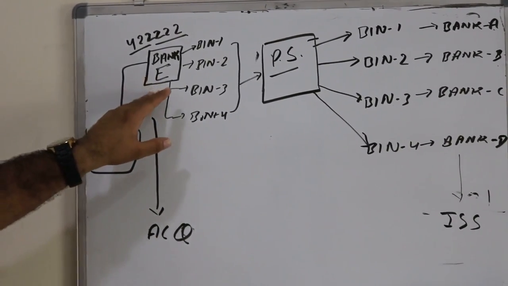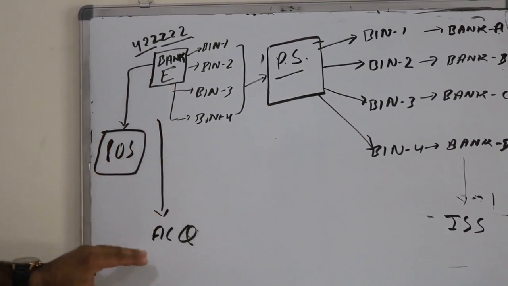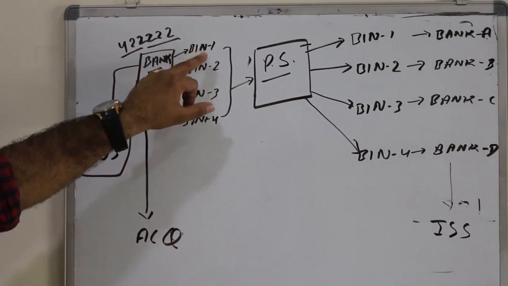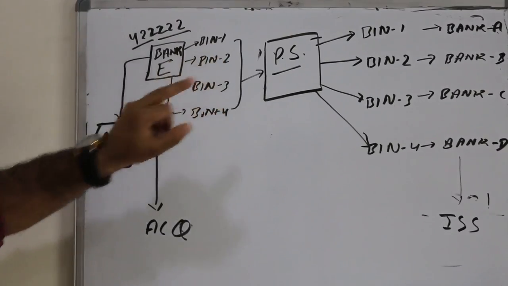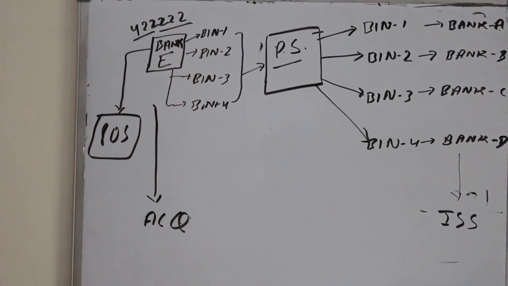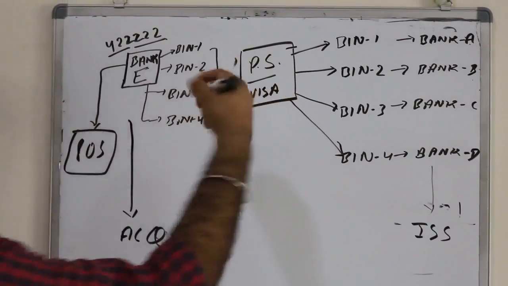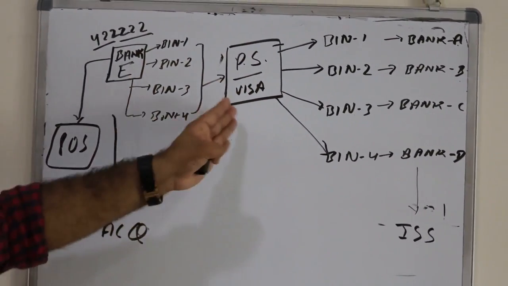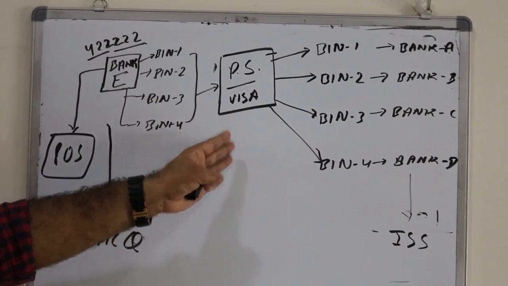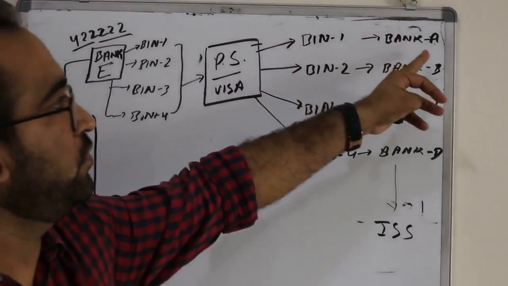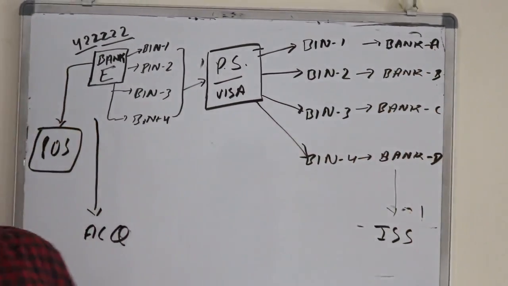So this bank E, the acquiring bank, will receive a transaction from all those four cards. They will first of all identify the bin. They will say bin 1, bin 2, bin 3, bin 4. There are four different bins. All these bins belong to one payment system. They will simply route the transaction to the payment system. Now it is the payment system's duty to understand this bin and route this request to different issuing logic.